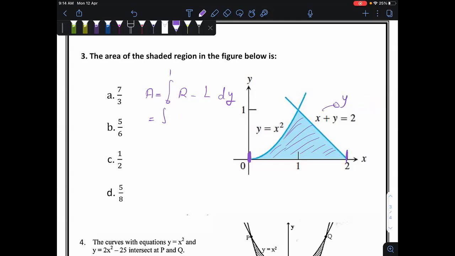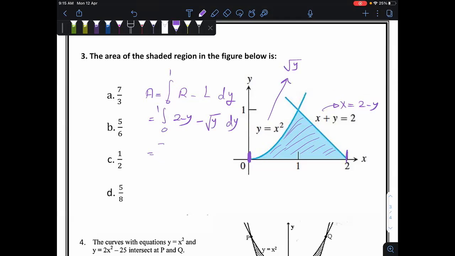So x equals 2 minus y. So 2 minus y is the right function. Minus the left function, which should be in terms of y as well: root y. Right? Yes, so root y dy from 0 to 1 equals.